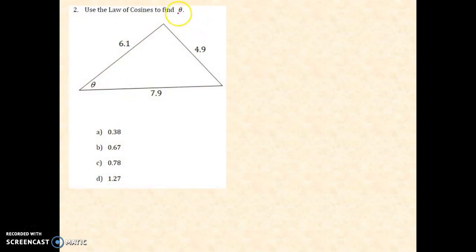Now we're going to use the law of cosines to find theta. So this is the same triangle. So remember, we had this for cosine of theta. So to find theta, we need to do the inverse cosine. So the inverse cosine of the cosine of theta will just give us theta. And so if we do the inverse cosine of the left side, we need to do the inverse cosine of the right side.